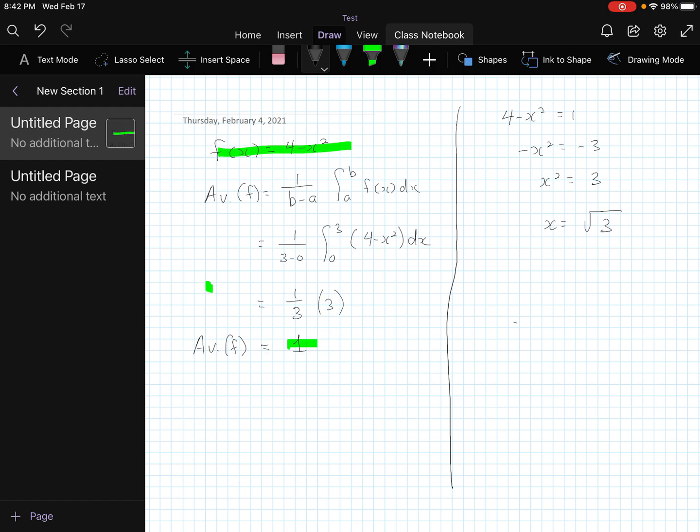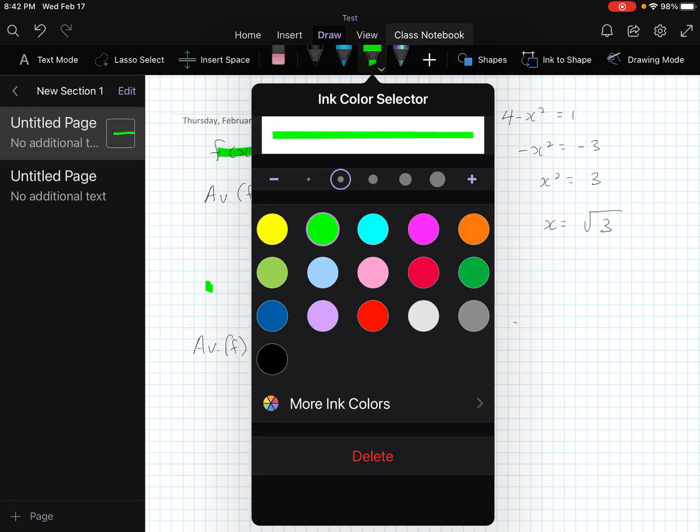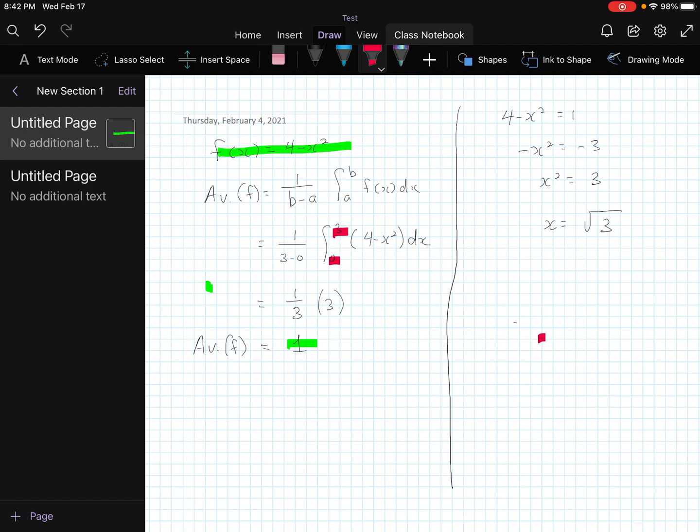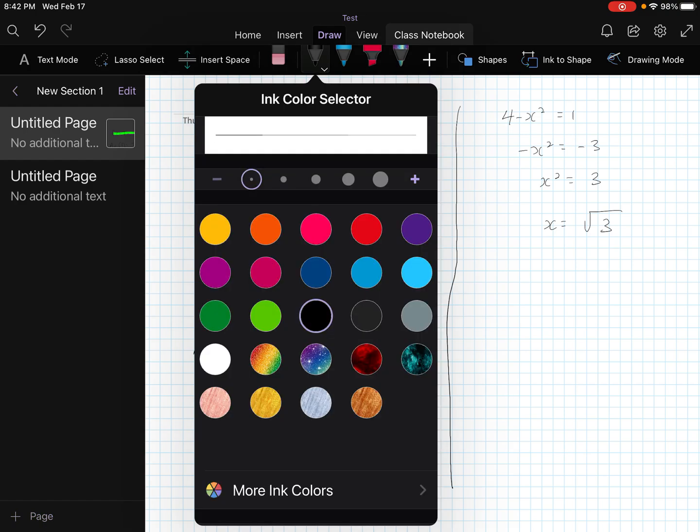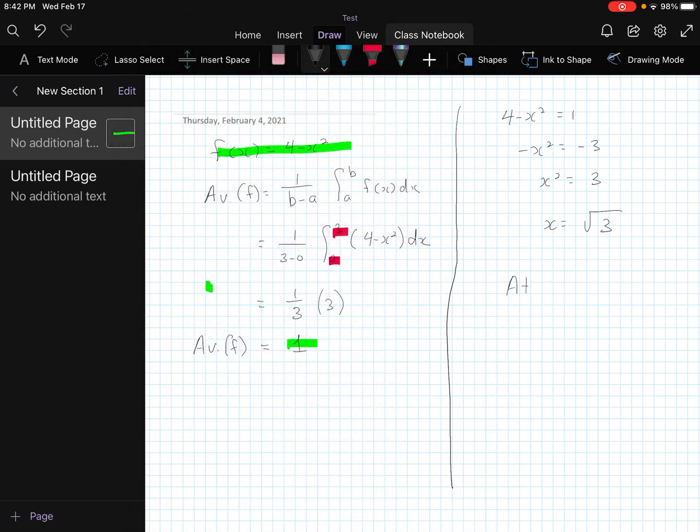And you're like, well, where's the plus minus? Well, we're between 0 and 3, right? This question said, between 0 and 3. So if I'm between 0 and 3, I'm not looking for that negative value. I'm looking for the positive version of this. So did I answer the question? At what point on the interval does the function assume its average value? At x equals root 3, f at x takes on the average value of 1. And that's all there is to it.